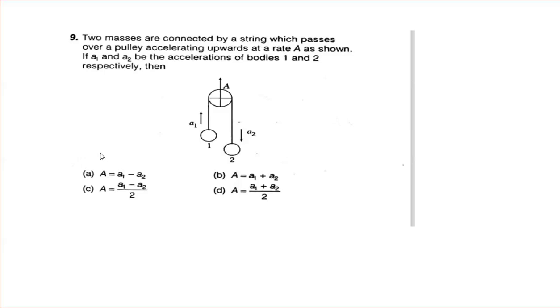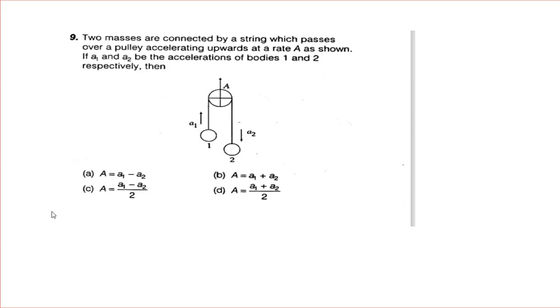Two masses are connected by a string which passes over a pulley accelerating upward at a rate a. Okay, the pulley is moving in the upward direction with acceleration a, and a1 and a2 are the accelerations of bodies 1 and 2. Then the relation we have to find is between small a and capital A.